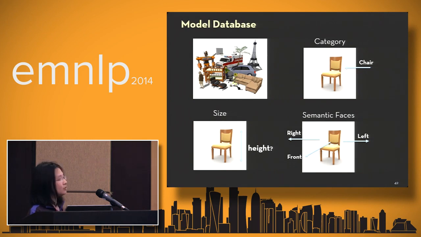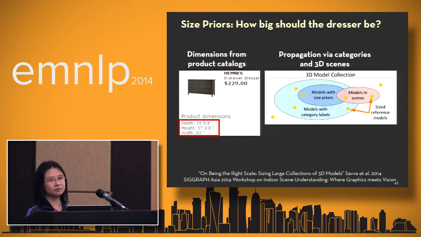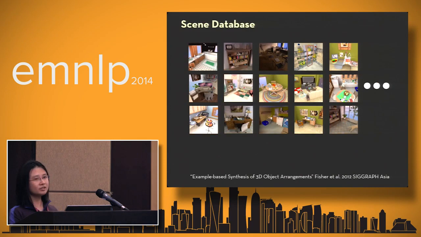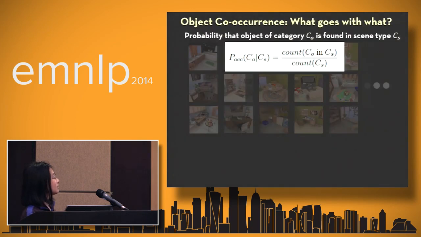And for the sizes, in prior work, we have done semi-automatic annotation. I'm not going to go into details, but basically we look at furniture catalogs to get an estimate of the size, and then propagate via categories to other models. In addition, we have a database of scenes. Scenes are a very rich source of information. From scenes, you can get information such as object co-occurrences.